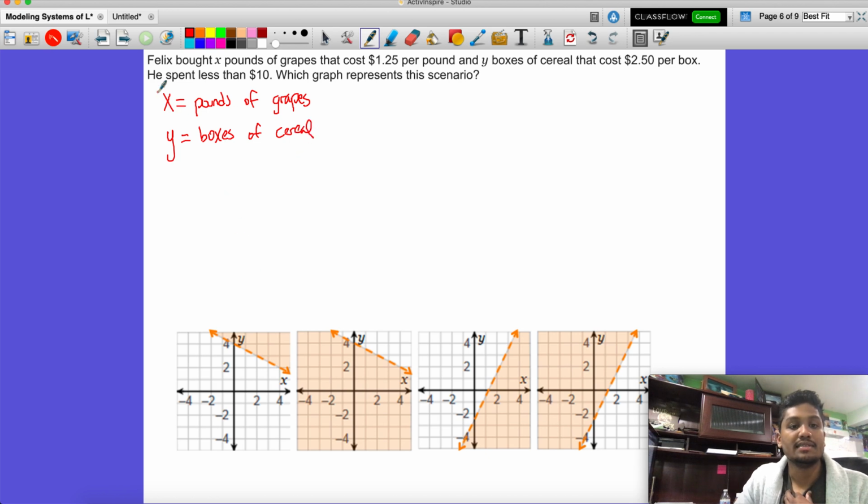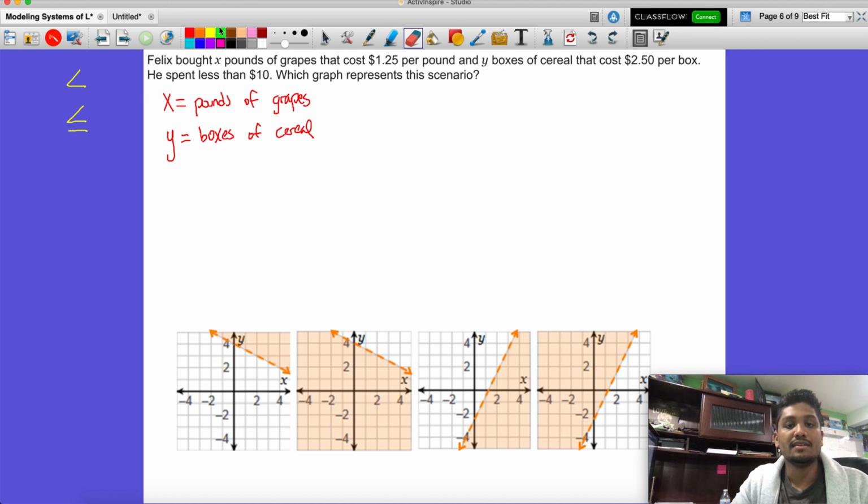And it says that he spent less than $10. So again, we're talking about inequality. Okay, remember that we have these 4 inequalities here. We can automatically eliminate 2 of them, and those 2 that we can eliminate are the greater than and the greater than or equal to.